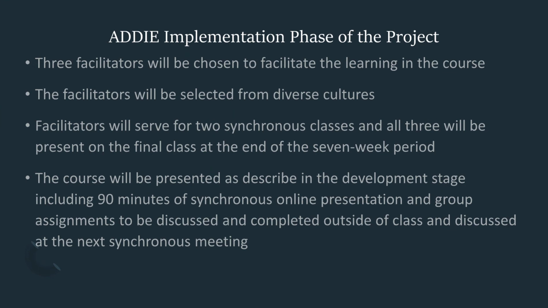The implementation of the plan will choose 3 facilitators to lead the course. The facilitators will be selected from diverse cultures. Facilitators will serve 2 synchronous classes, and all 3 will be present at the final class at the end of the 7-week period. The course will be presented as described in the development stage, including 90 minutes of synchronous online presentation and group assignments to be discussed and completed outside of class and then discussed again at the next synchronous meeting.